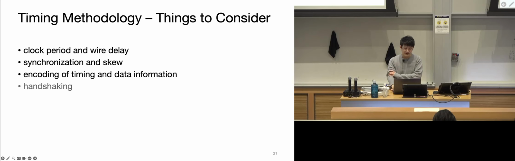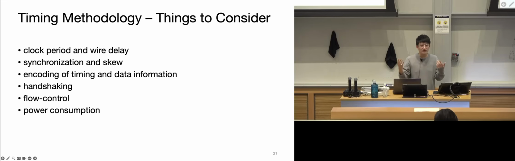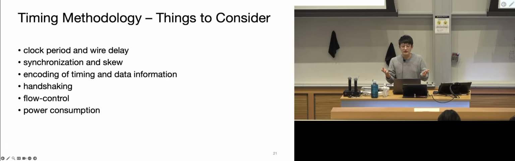A few other things to consider when you design your own or determine which ones to use: the clock period and wire delays, the encoding of the timing and data information, whether you want to use a handshake or connect clock wires in between, or the power consumption. If you have a wire used for synchronizing the clock and the wire is very long, then that's not a really good design choice, right? Because chances are this clock signal is going to get attenuated during the transmission.